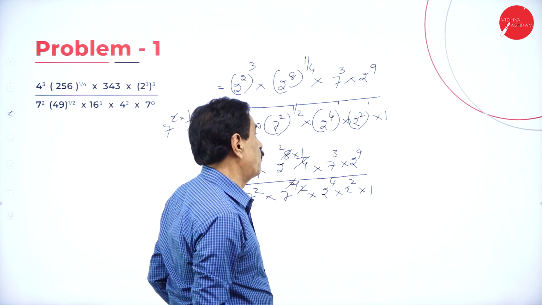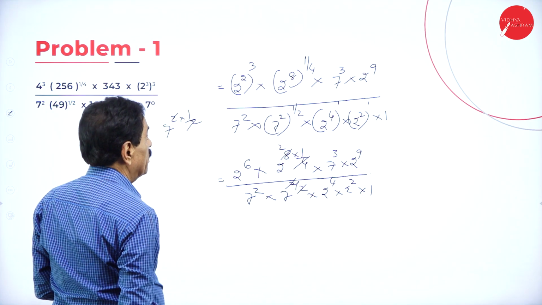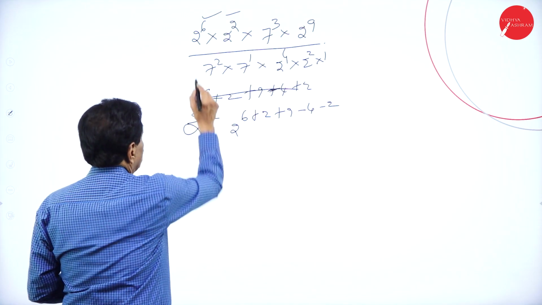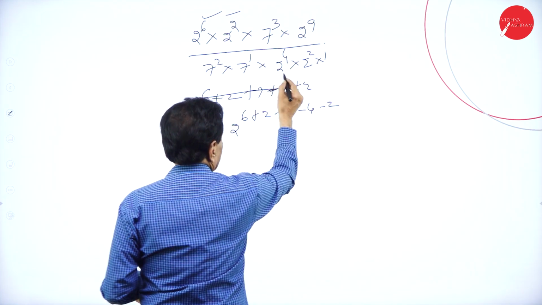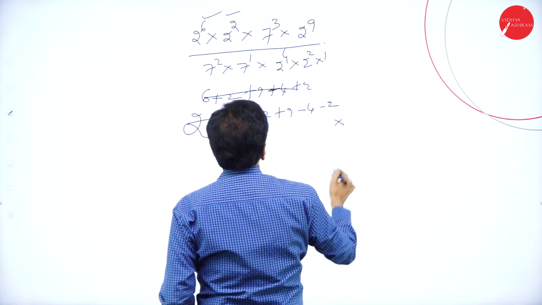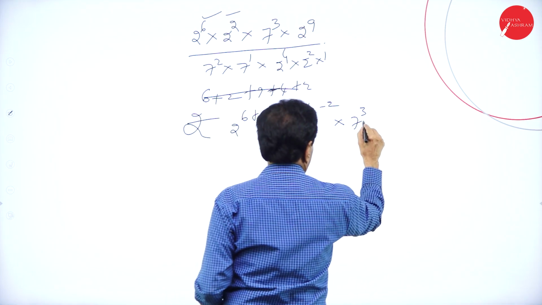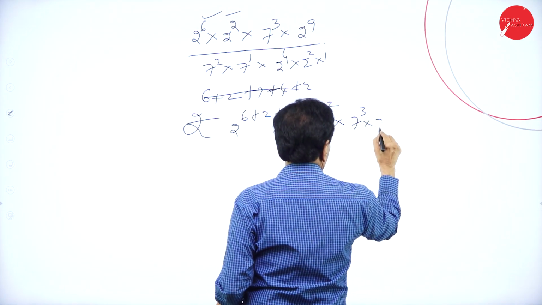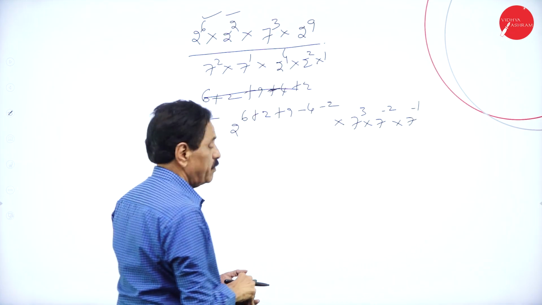Then 2 to the power of 4. Then this is 2 to the power of 2. You take the base of 2. 2 to the power of 6, 2 to the power of 2, 2 to the power of 9, minus 4, minus 2. Into, you take the 7. 7 to the power of 3 into 7 to the power of minus 2 into 7 to the power of minus 1.